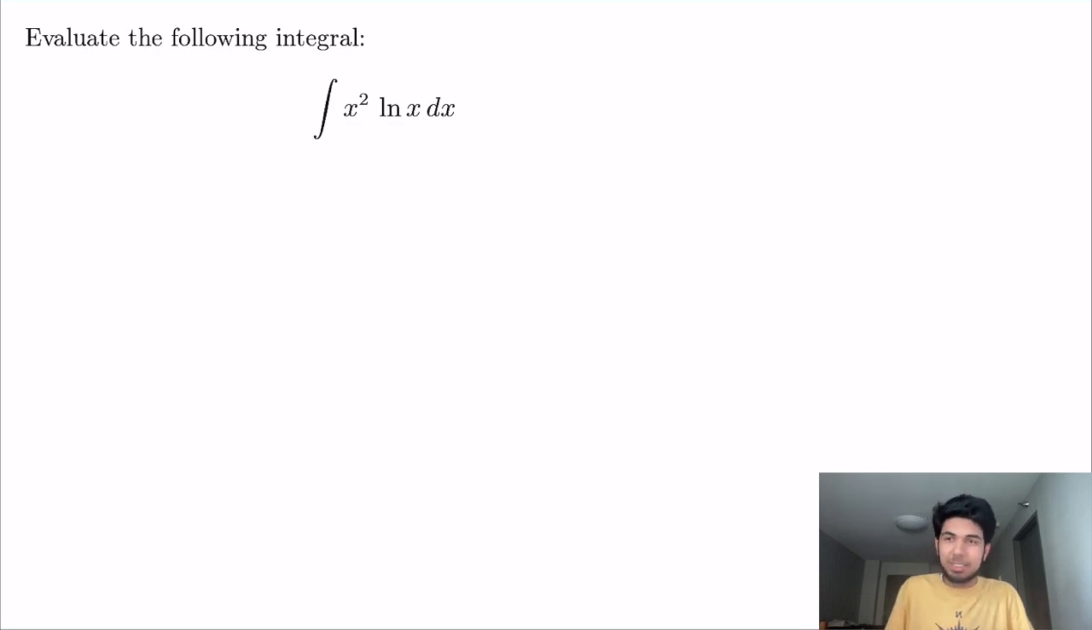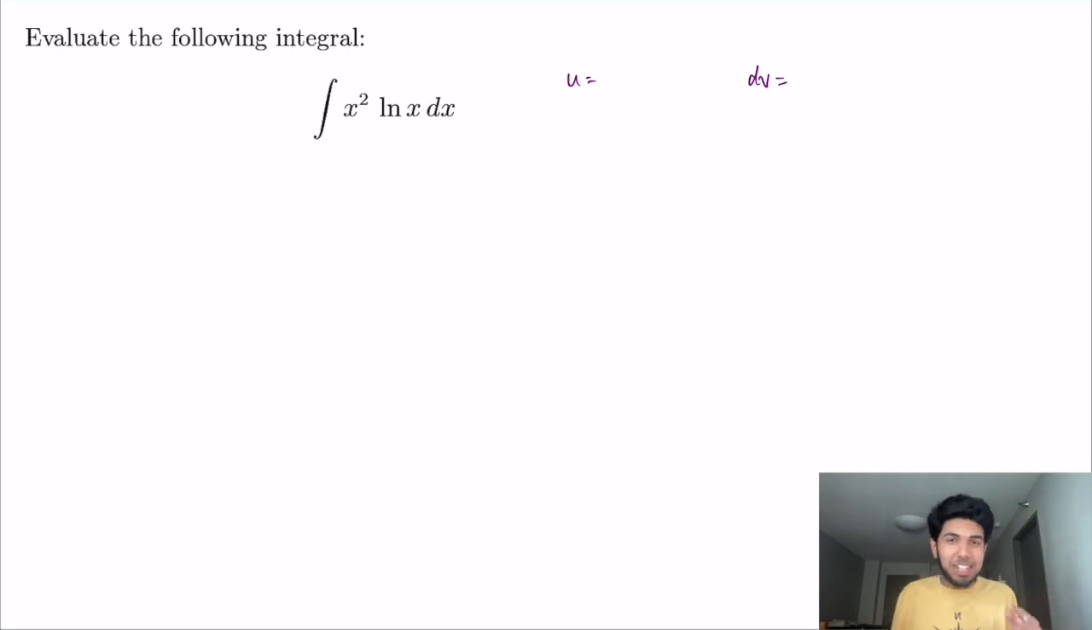We can try to use substitution. I'll spoil it for you, it won't work. So we're going to try to do integration by parts. With that in mind, we can choose our u and dv. We'll let u equal something, and we'll let dv equal something.